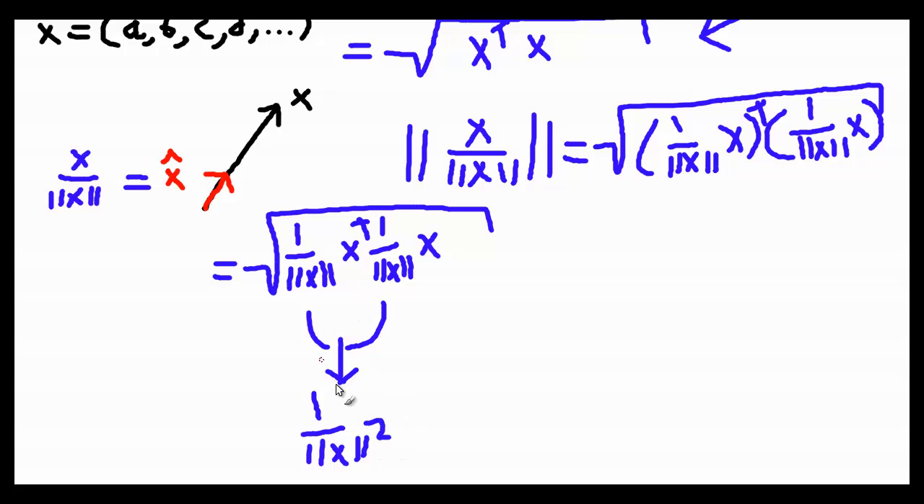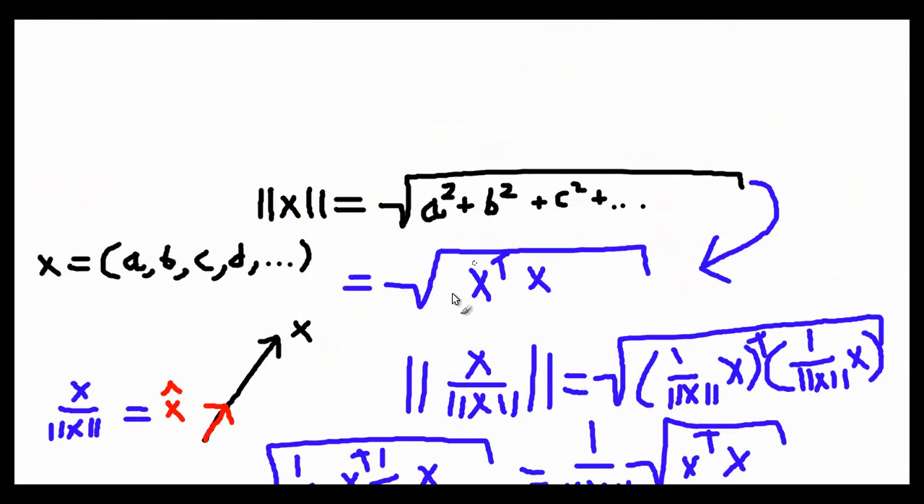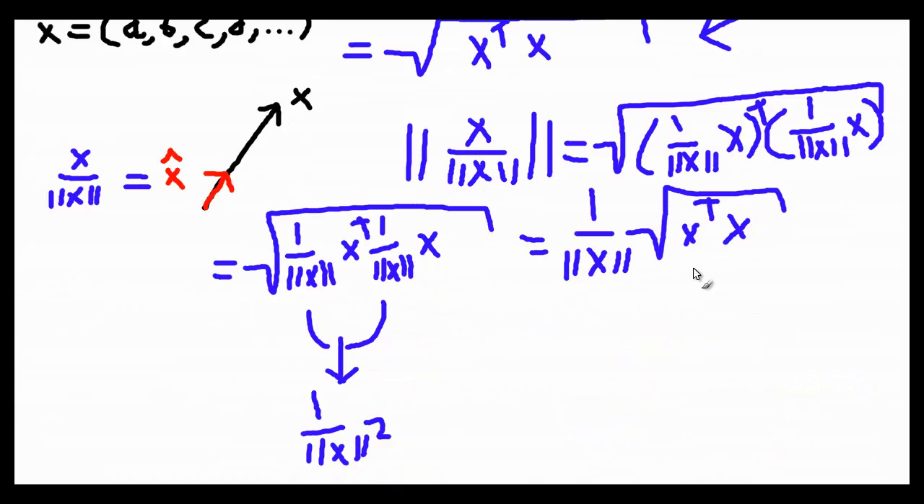Now this is under a radical, so we can pull this outside and just get 1 over the norm of x. So we can rewrite this as 1 over the norm of x times the square root of x transpose x. So what is the square root of x transpose x? Well, that's essentially what we just did up here. The square root of x transpose x is going to be equal to the norm of x.